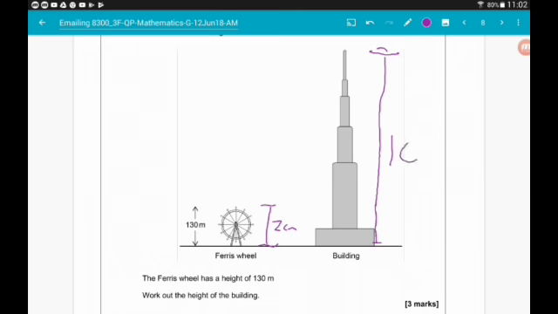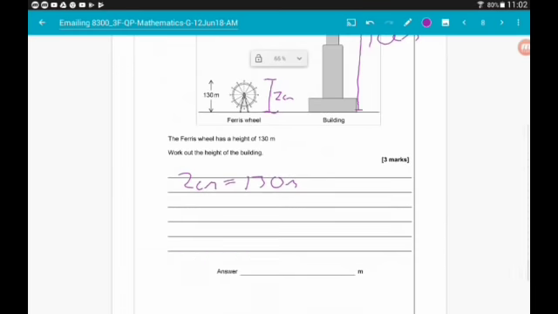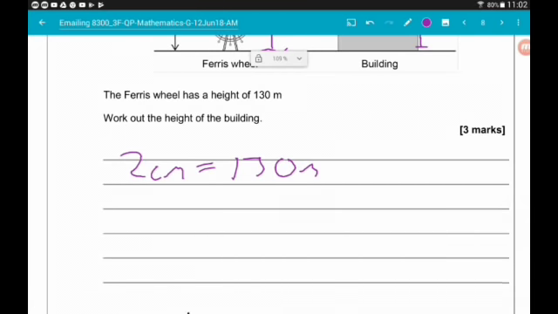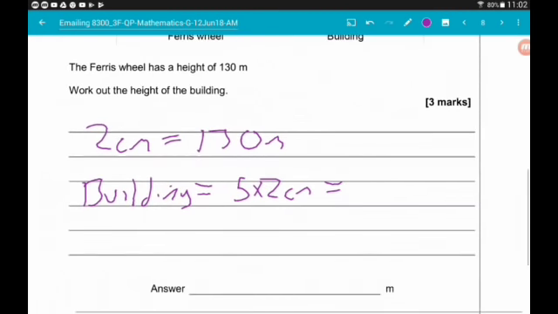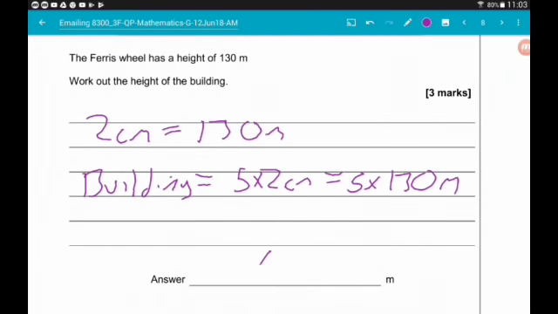Now, if you measured the height of the building, you would get 10 centimeters. So the building is 5 times 2 centimeters, which is, using our scale, 5 times 130 meters, which gives us 650 meters.